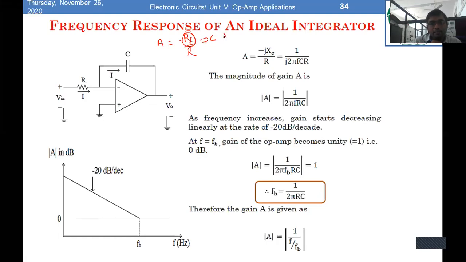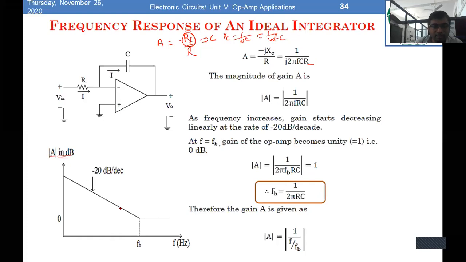And what is the Xc? Xc is basically 1 upon omega C or 1 upon 2 pi f C. So you can write it as 1 upon j, the negative sign is replaced when j goes into the denominator, 2 pi f C into R. Okay, so what is the magnitude of this gain formula? We have to take the magnitude, and when you take the magnitude of this gain, you would find the frequency response.